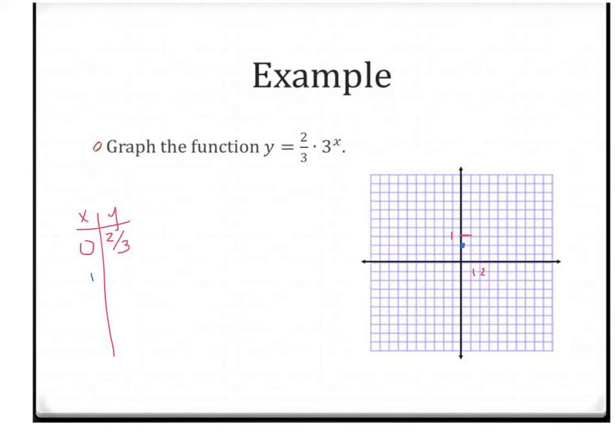And then if we put in 1, 3 to the 1 is 3. 3 times 2/3 is 2. So you'd get up to 1, 2. And if we did negative 1, 3 to the negative 1 is 1/3. Then you'd get 2/3 times 1/3, which is going to be 2/9. So that's 2/9.